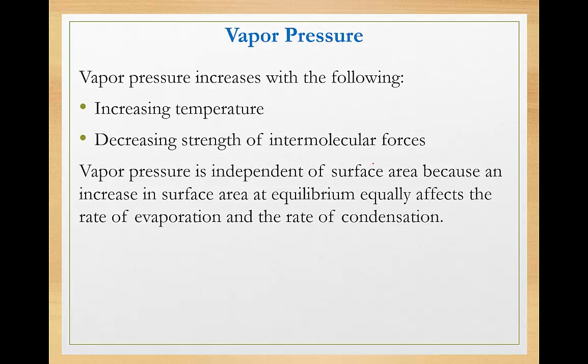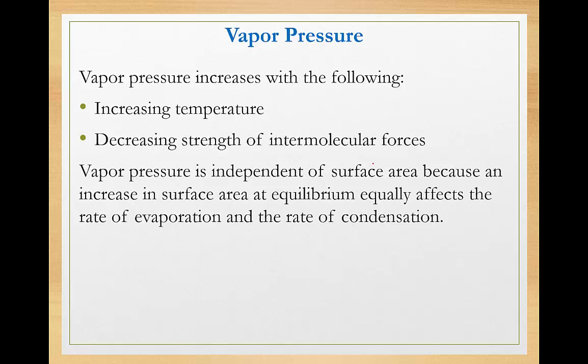Now, vapor pressure will be constant for a given set of conditions once you have a particular pressure and temperature set up there. But you can change vapor pressure. If you increase the temperature, for example, if you make it hotter, you're going to put more energy into those liquid molecules. You're going to get more of them in a vapor. Or if you do something to decrease the strength of the intermolecular forces that are in the liquid.